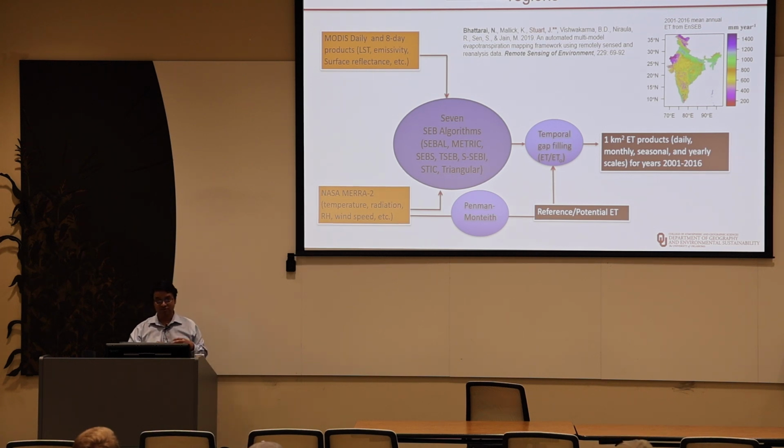There's a lot of irrigation in India, especially in the Indo-Gangetic plain, and a lot of agricultural land. India is one of the main agriculture countries. So we used a lot of data here. We used almost every MODIS daily and 8-day data, and a lot of NASA reanalysis data, ran different models, filled the clouds, and developed this 1 kilometer ET product for all of India.